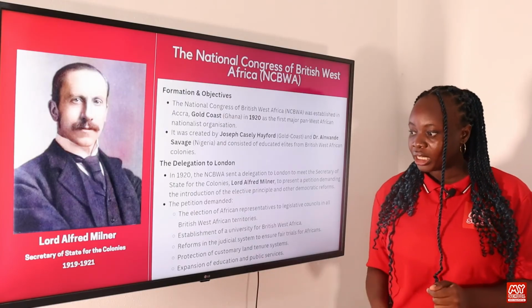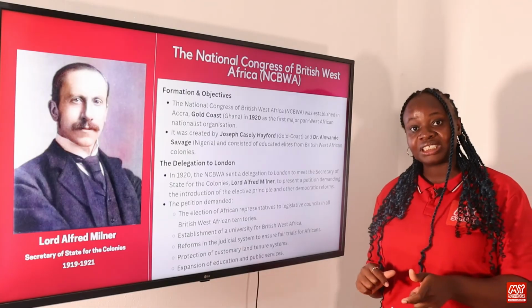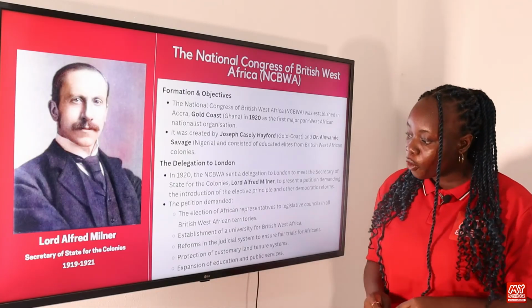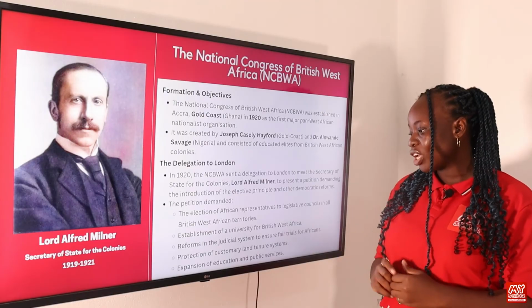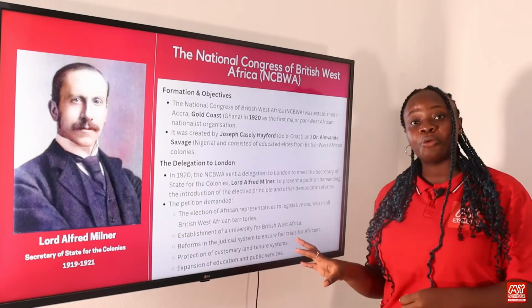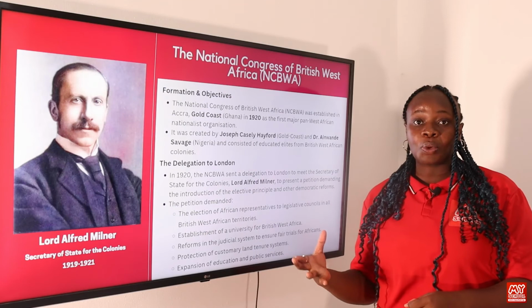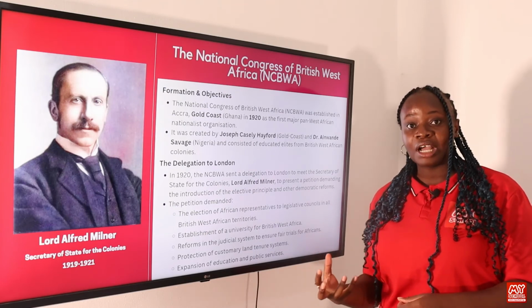The petition demanded the election of African representatives to legislative councils in all British West African territories. They advocated for the establishment of a university for British West Africa, and for reforms in the judicial system to ensure fair trials for Africans. This is very important because at that time, the laws that were being implemented in society were not favoring the African people.